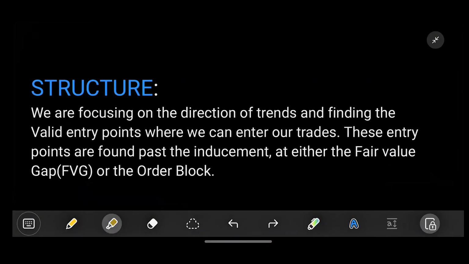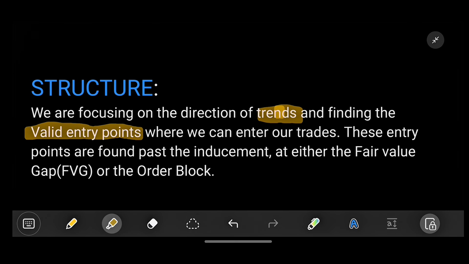The first thing that we're going to focus on is structure. When we talk about structure, we're mainly focusing on the direction of the trends. Let's take note of this. Firstly, we have to be in a trending market. Then we're focusing on the direction of trends and finding valid entry points. What we're trying to find is a point in price that is valid, or where our negotiations are proper.